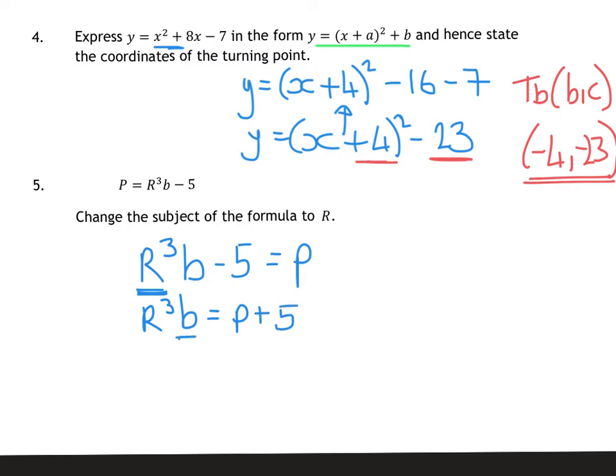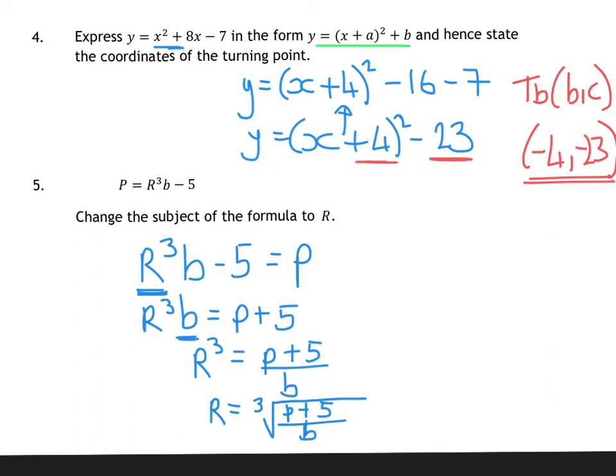Now we need to deal with the b. b is multiplying r cubed, so the opposite of multiplying is dividing. So we divide the right hand side by b. And then the last thing is to deal with the cubed, and the opposite of cubing a number is taking the cube root. And just watch, your cube root looks like it is going over absolutely everything on the right hand side. So the final answer is the cube root of p plus 5 all over b. Alright, and that root has to look like it's going over the full fraction and not just the top line.